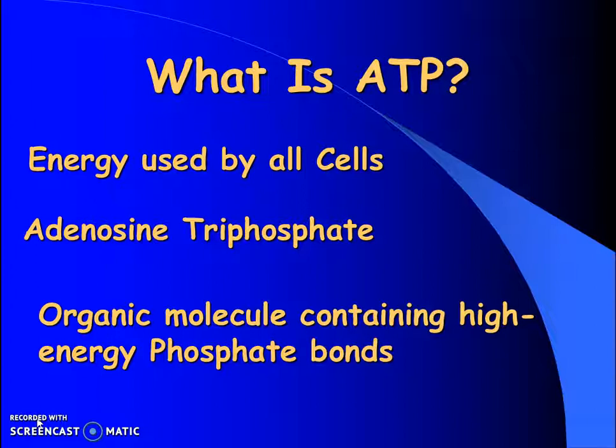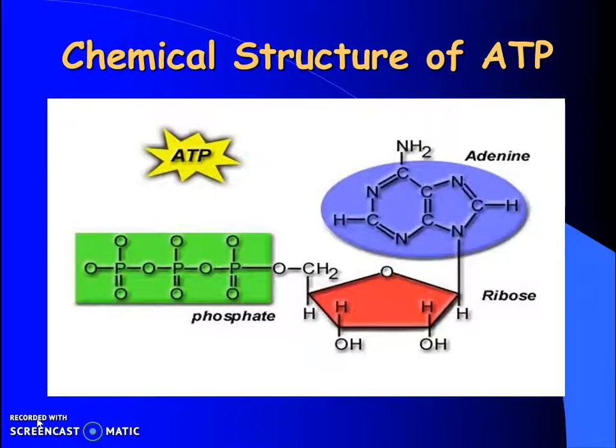If you remember what an organic molecule is, a molecule which contains carbon is called an organic molecule. So it is obvious that if we are calling ATP an organic molecule, it is made up of carbon atoms. So let's look at the chemical structure of ATP.